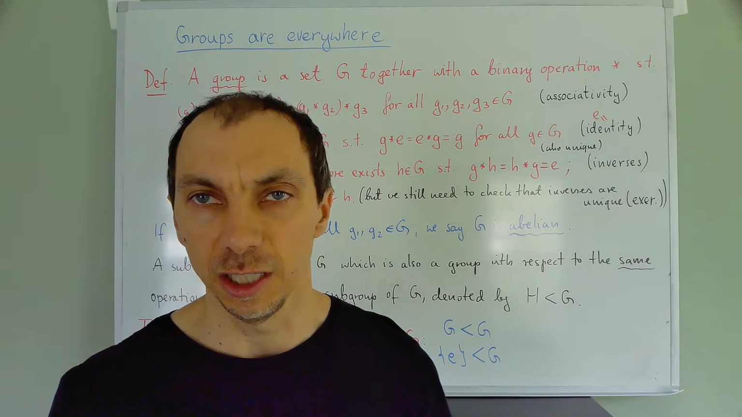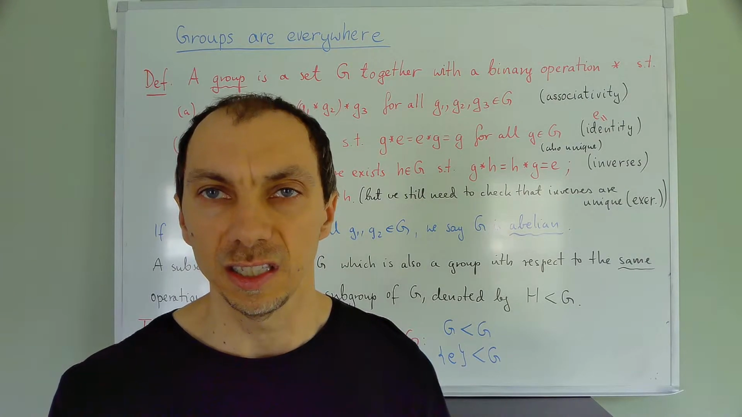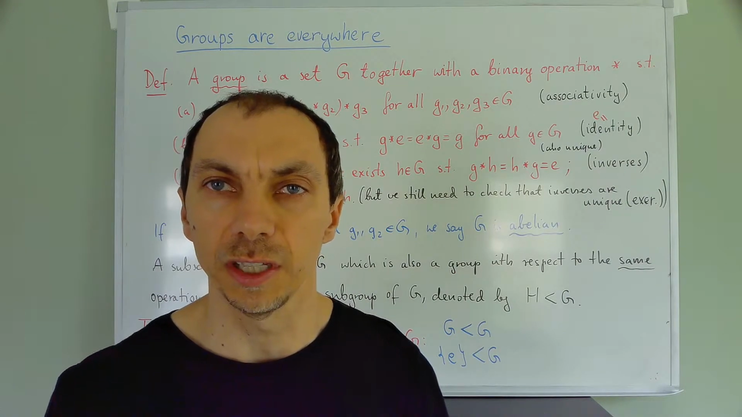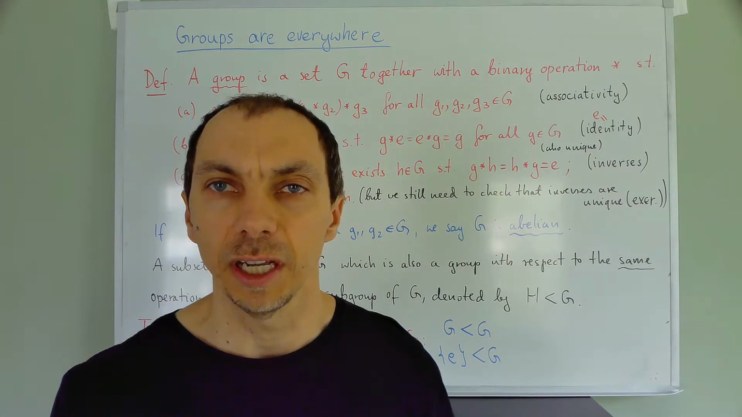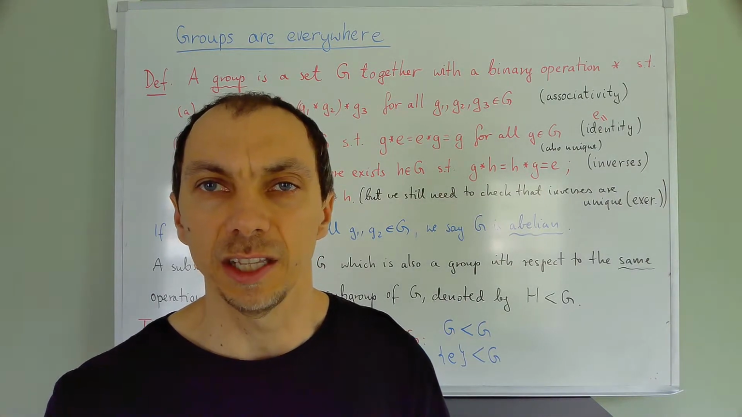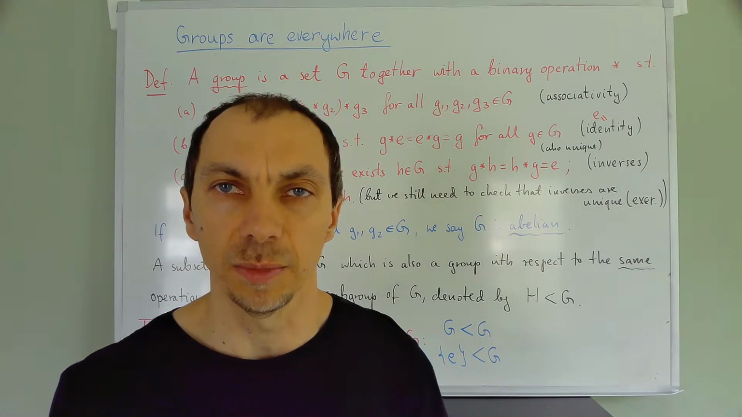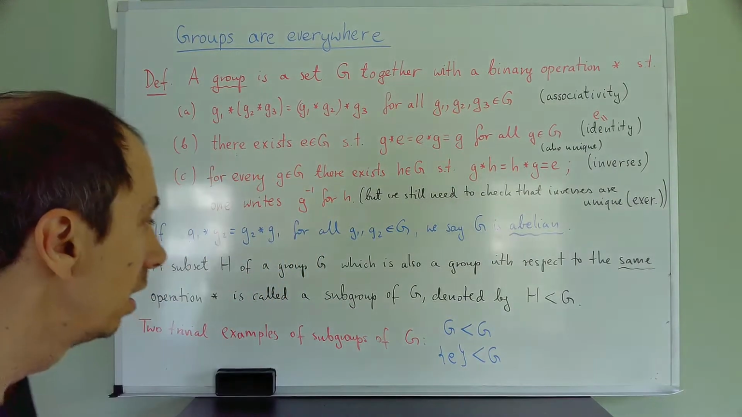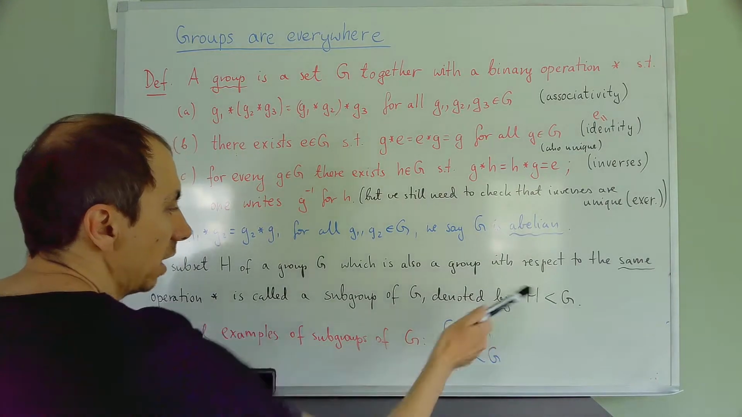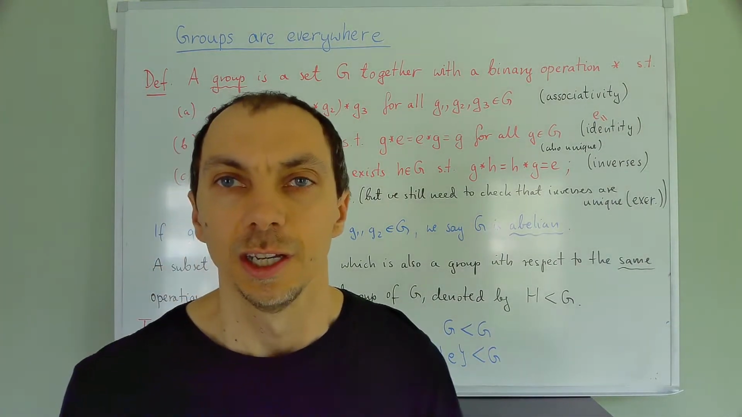Also, the identity in G is the same as the identity in H. So in particular, the identity in G lives in H. And then every element of H, because it's an element of G, has an inverse in G, but the inverse must lie in H. And then such an H is called a subgroup of G. The notation looks like H less than G.